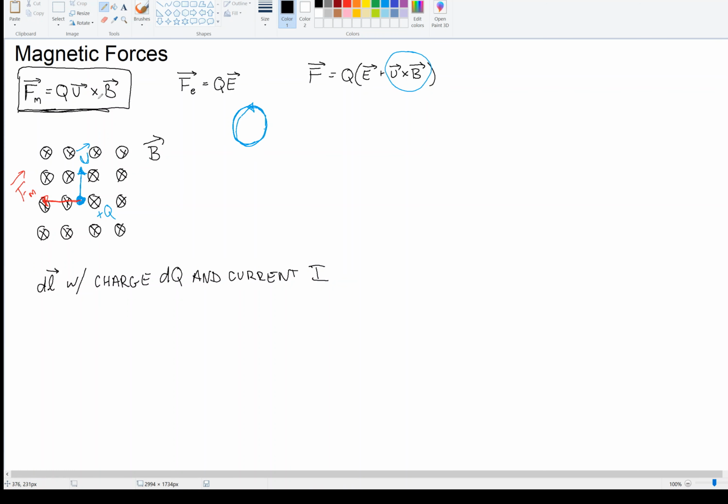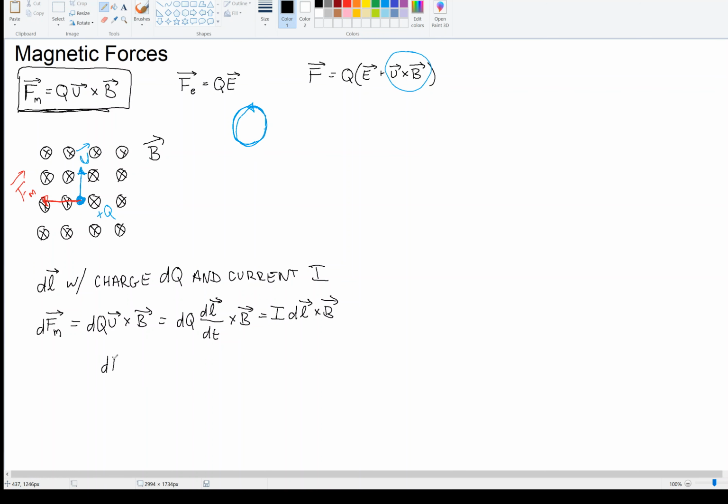Then, based on what we just said, the small differential magnetic force on, I'll emphasize, the wire is given by dq, which is the charge, u cross B. If we manipulate this a little bit, we get dq, and the velocity of the charge would be the change in its position, which would be along the wire, so dl, divided by the amount of time, dt, cross B. If I move the dt over here, dq/dt is current. So this would be I dl cross B.